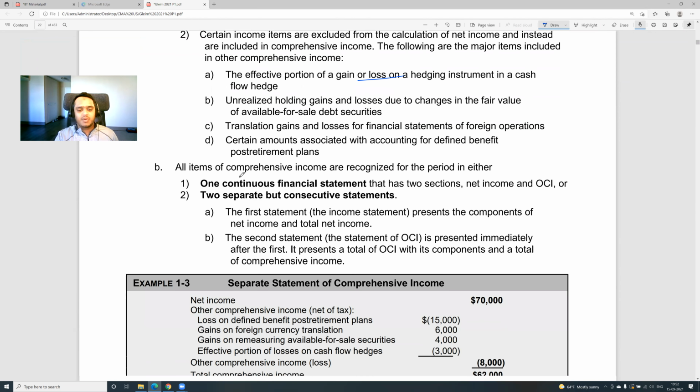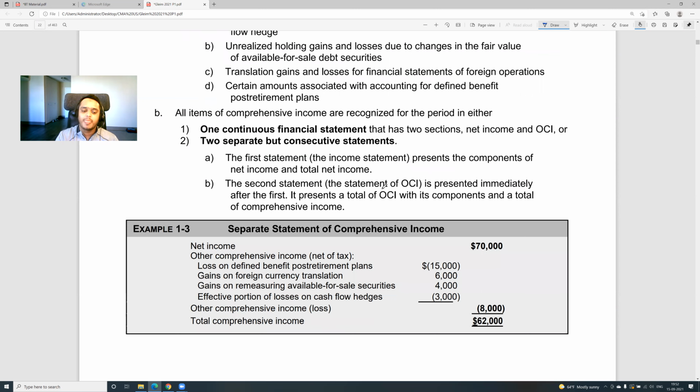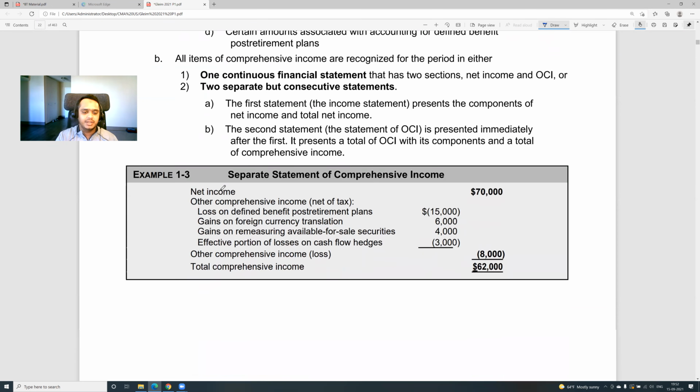Now, all items of comprehensive income are recognized for the period in either one continuous financial statement that has two sections, net income and OCI, or two separate but consecutive statements. The first statement is the income statement. The second statement is the OCI. As you can see here, this is how a separate statement of OCI comes in.